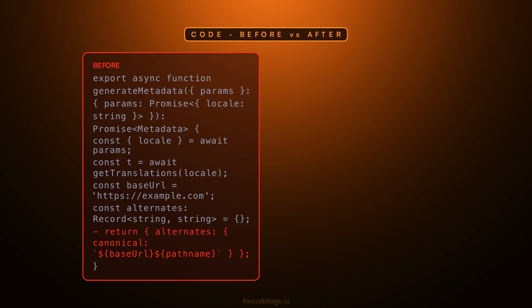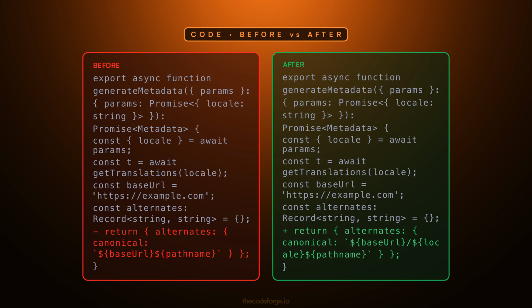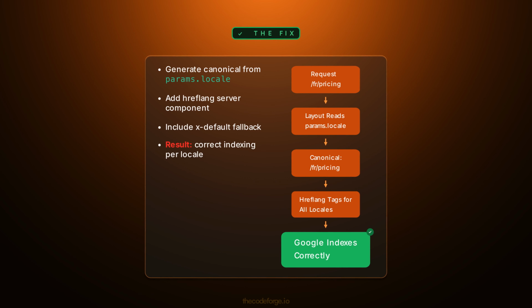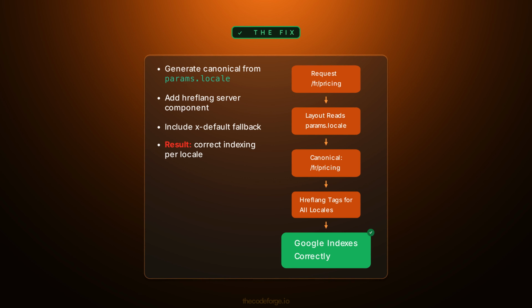The middleware redirected /pricing to /en/pricing, but did not update the canonical tag, causing every locale to serve the same English canonical URL and triggering duplicate content penalties. The fix was to generate canonical URLs dynamically from params.locale, and add a server component that renders all Hreflang tags with absolute URLs. After deployment, Google correctly indexed each locale version, and organic traffic recovered within 2 weeks.